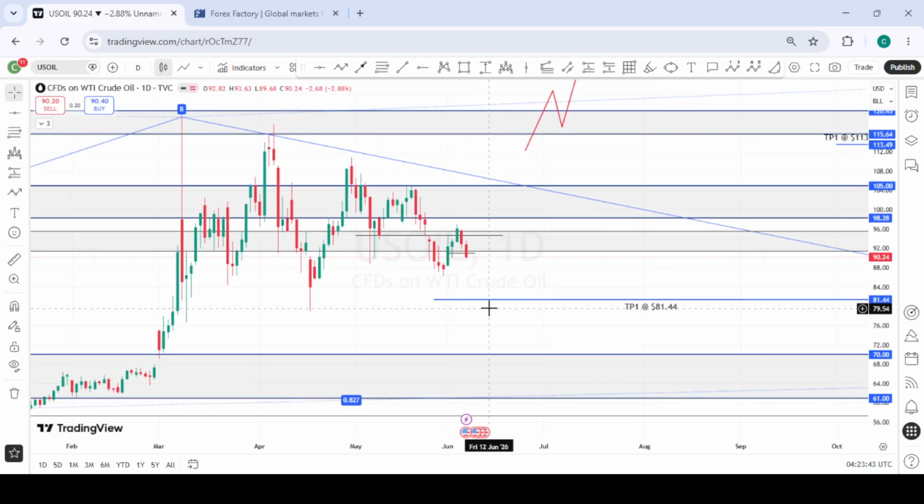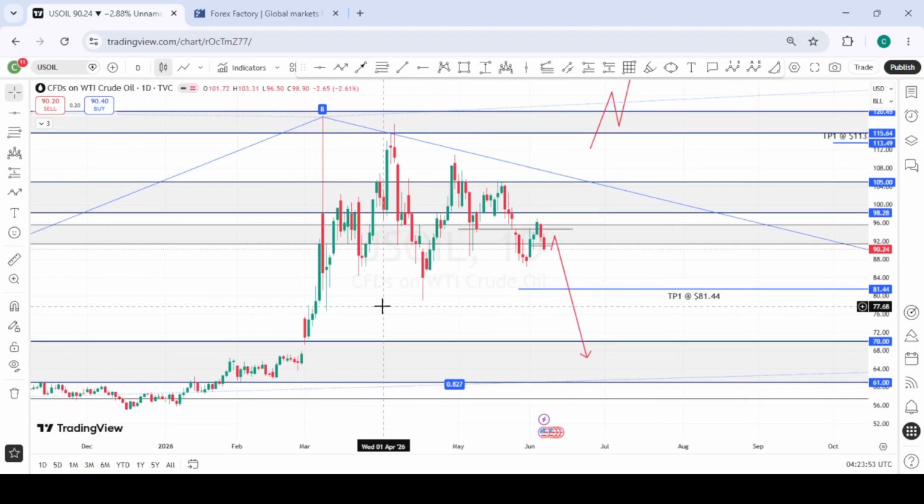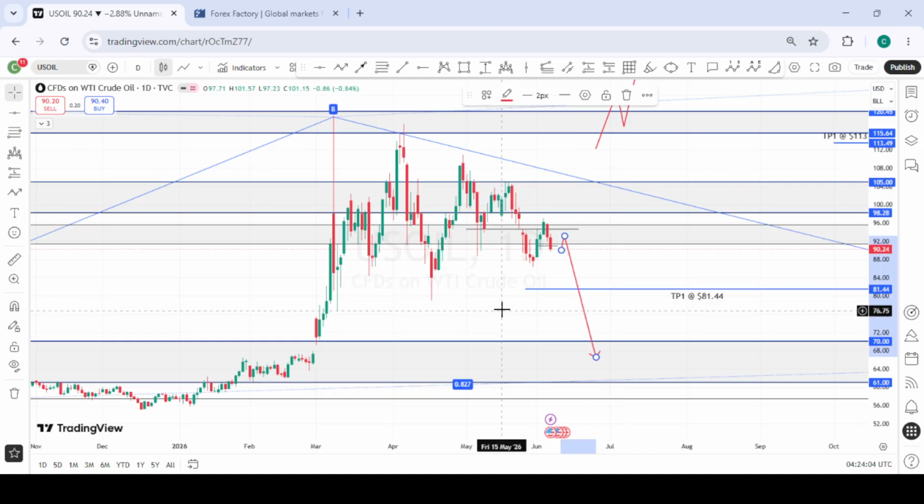This is US oil. It's very similar to Brent crude oil. All we are waiting for is this possible lower high formation. We look for selling opportunities to the downside. So the zone we have below, and this is the TP1 and this is the TP2, and the zone is between $61 to $70 per barrel for WTI or US oil.